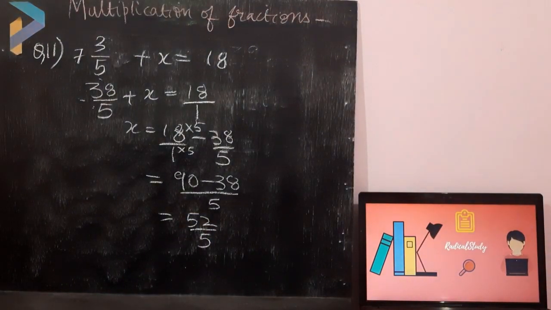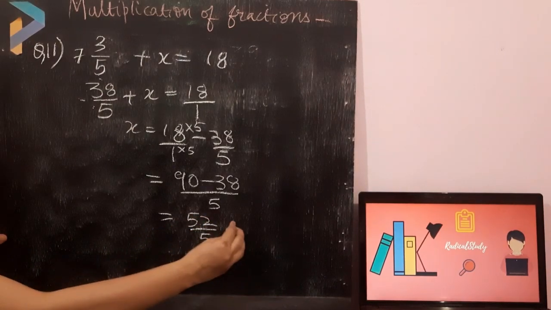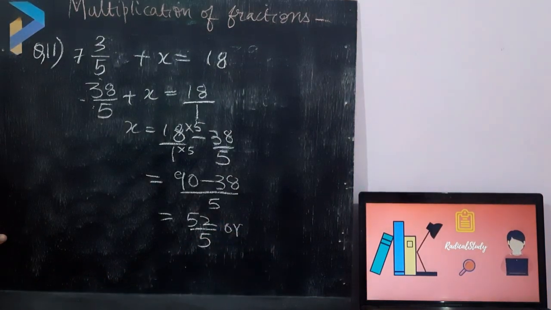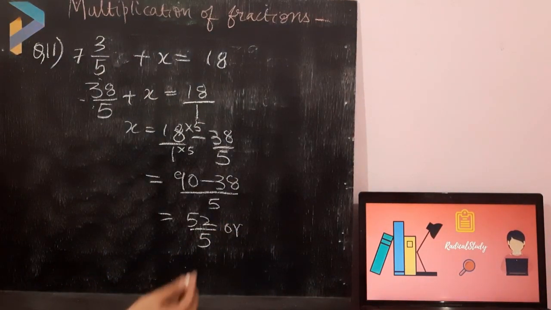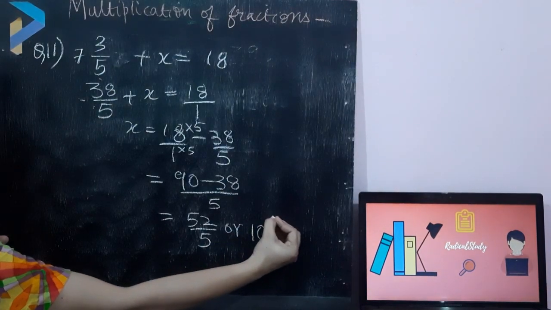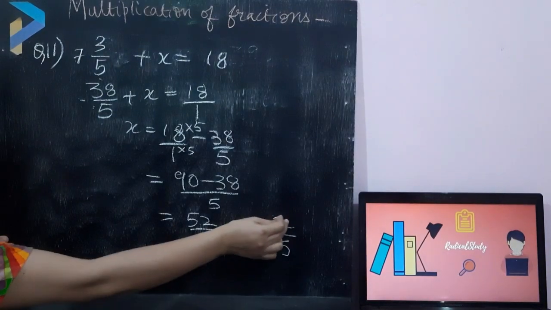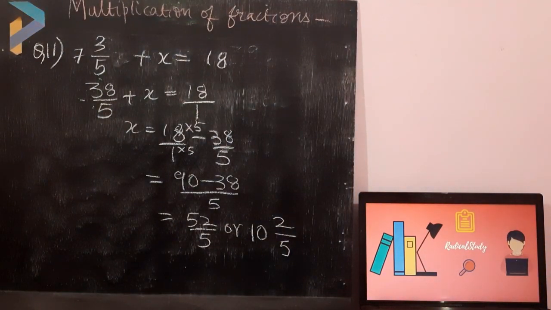Now it is 52 upon 5. We can convert it into a mixed fraction also. You have to divide 52 by 5, as I told you in the previous video how you have to convert. So you can convert like that only. So I am writing it for you. It will be 10 2 upon 5. 5 tens are 50, 50 plus 2, that is 52 upon 5. So these were the two questions which were left in exercise 2A.